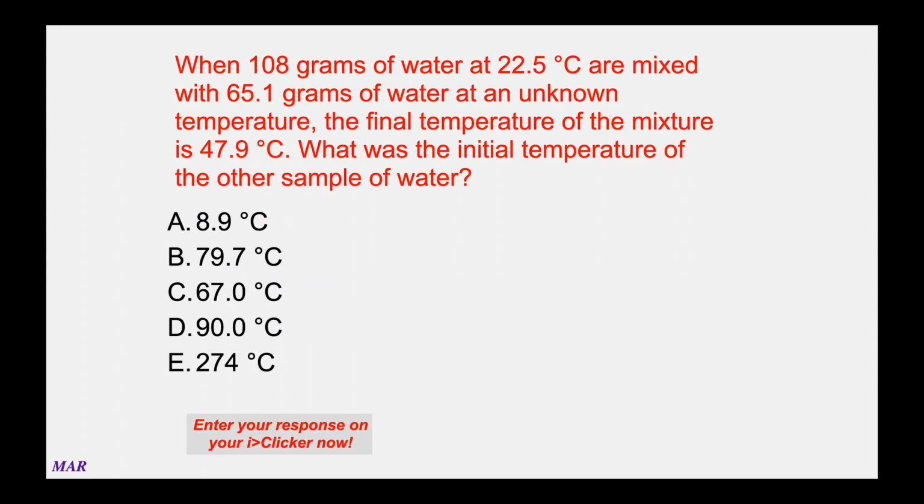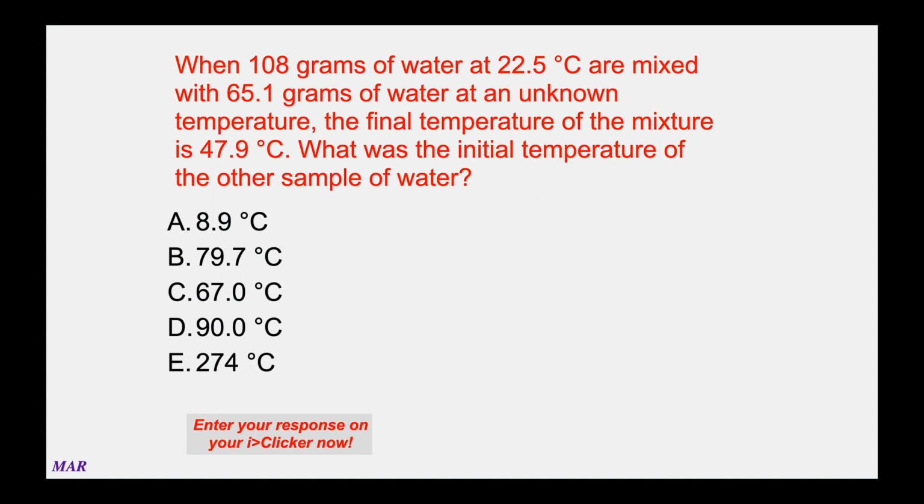When 108 grams of water at 22.5 degrees Celsius are mixed with 65.1 grams of water at an unknown temperature, the final temperature of the mixture is 47.9 Celsius. What was the initial temperature of the other sample of water?